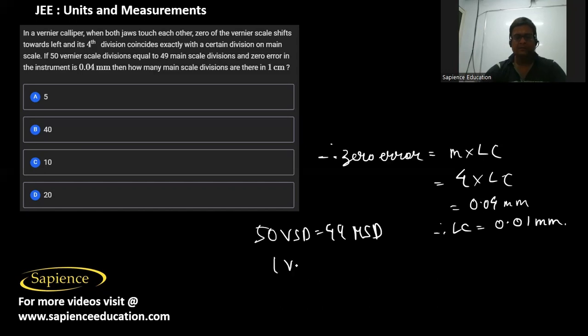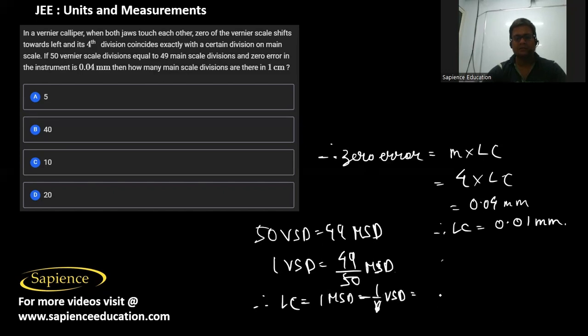So now one vernier scale division is 49 by 50 main scale division. So how many main scale divisions are there in 1 centimeter? For now, therefore the least count will be equal to 1 main scale division minus 1 vernier scale division. So that will be equal to 1 minus 49 by 50 main scale division. So that will be equal to 1 by 50 main scale division.